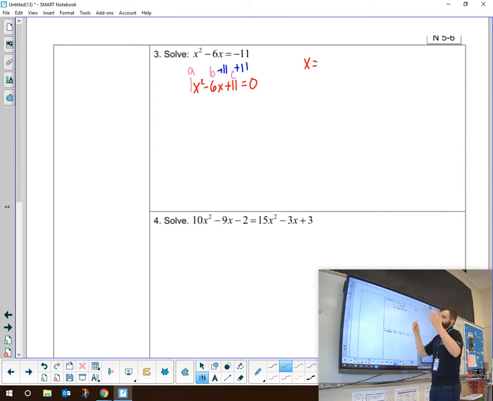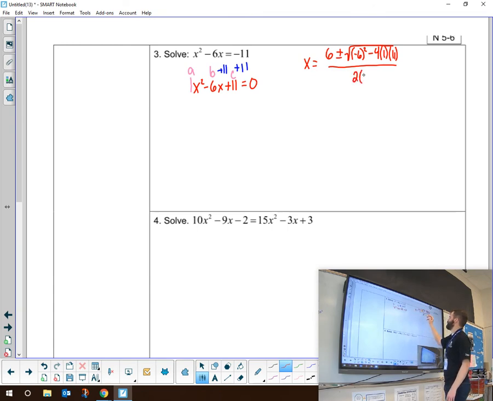x equals opposite b plus or minus the square root of b squared minus 4ac all over 2a. So x equals opposite b. b is negative 6, so opposite b is going to be positive 6. We got 6 plus or minus the square root of b squared, so negative 6 squared, minus 4 times a times c. Well, my a is 1, but my c is 11. That makes things pretty interesting, doesn't it? All over 2a, and my a is 1, so just 2 times 1.